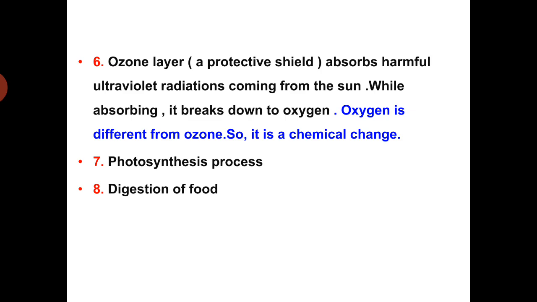Then seventh example, you can take the photosynthesis process. What is photosynthesis? It is the process by which green plants prepare their own food. It is also a chemical change. And the eighth example can be taken as the digestion of food which takes place in our body, in every human being. So it is also a chemical change.